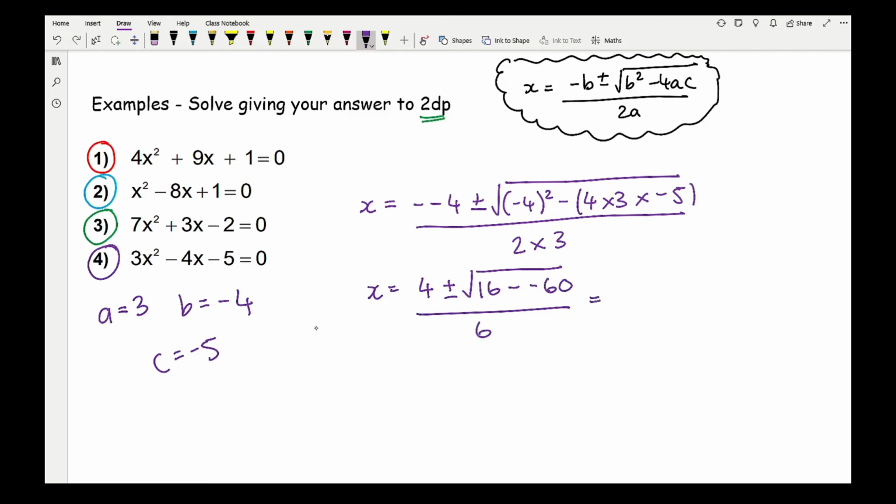Now simplifying this, I get 4 plus minus, and then two minuses become a plus, so I've got the square root of 76 divided by 6. Now the key thing to note in this is that you should always end up with a positive number inside the square root.